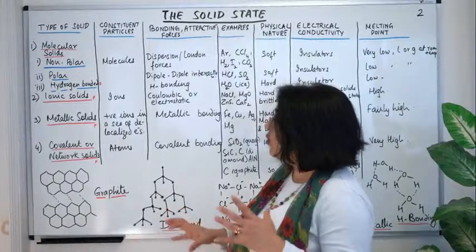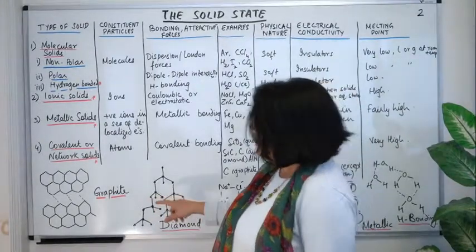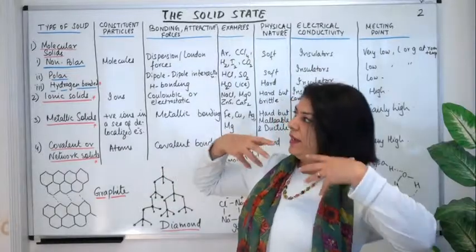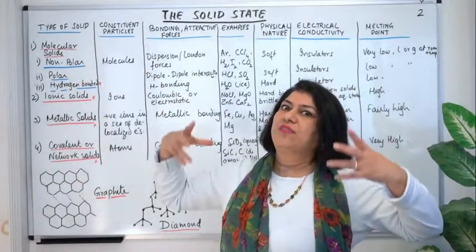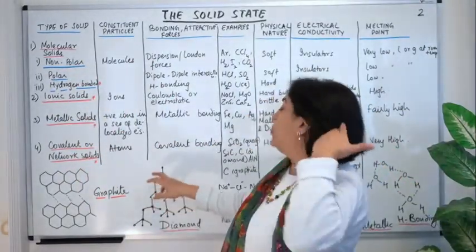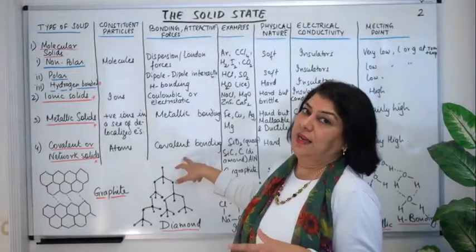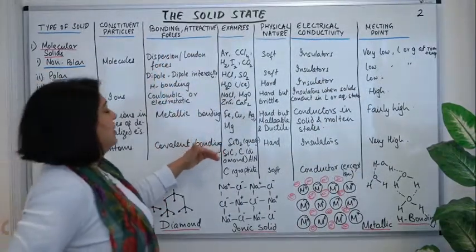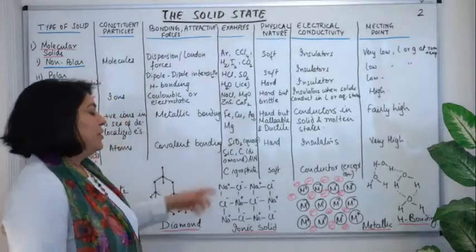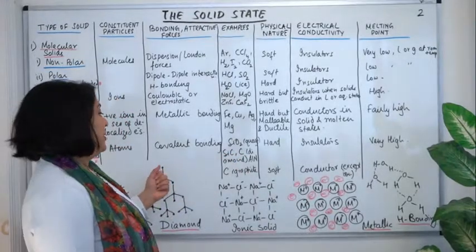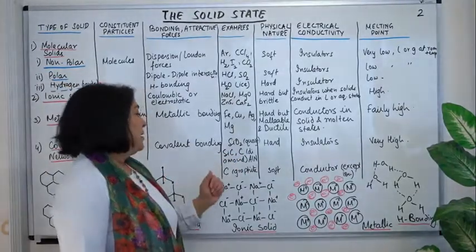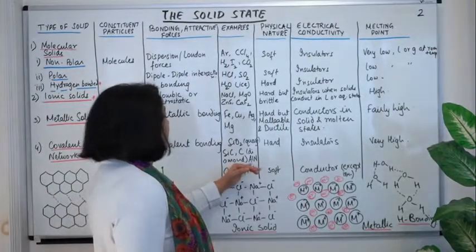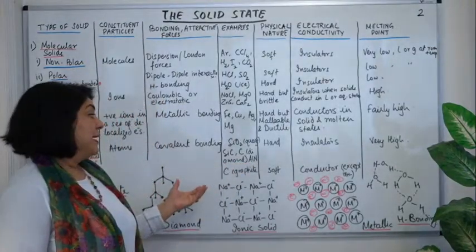Now, what are these covalent or network solids like? What are the constituent particles? Actually, they are only atoms, held by large networks of covalent bonds. So what is the kind of bonding they have? They have covalent bonding. And what are the examples? Silicon dioxide, which is quartz, is an example of such a network solid. Silicon carbide, carbon in the form of diamond and graphite. And aluminum nitride is also an example.